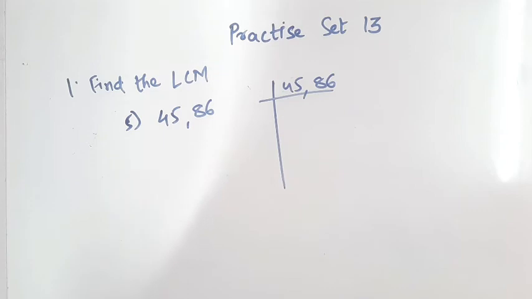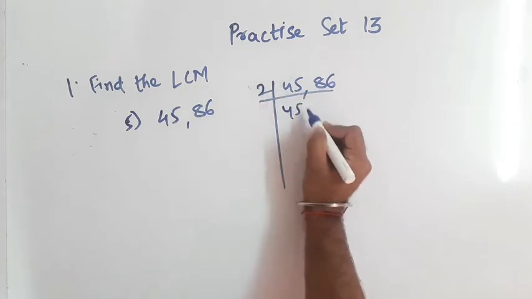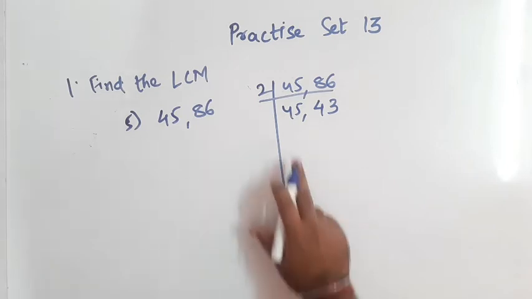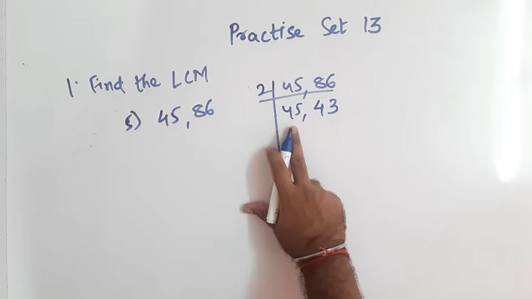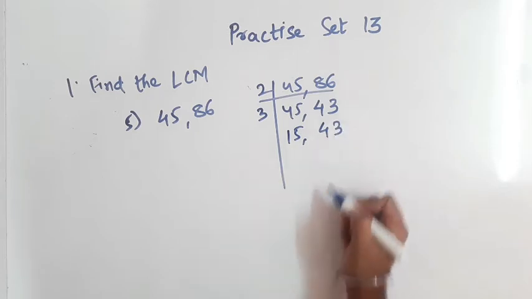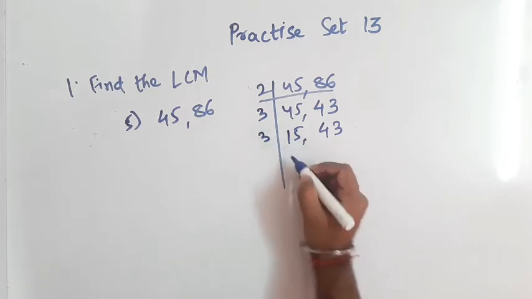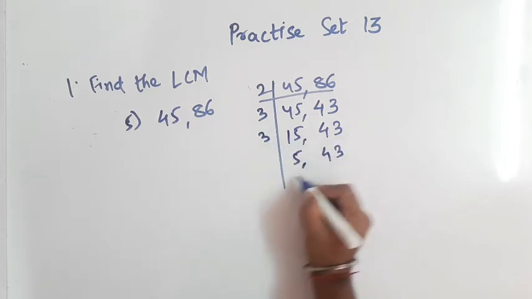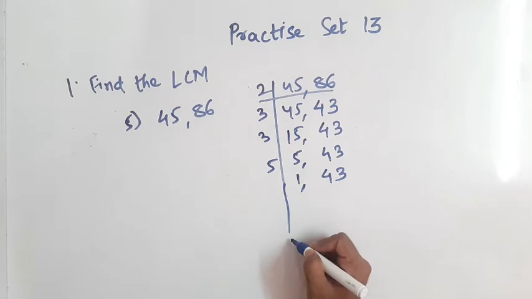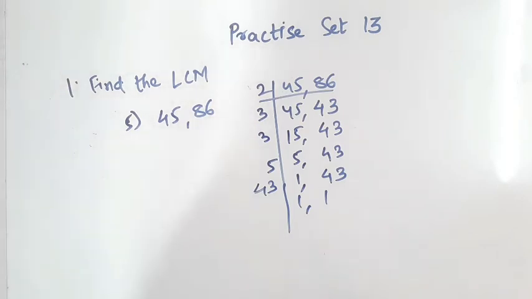We have to find the LCM of 45 and 86. So here I can take 2. 2 twenty-threes are 46... 43 we have now. So here I have to take 3, as this number is divisible by 3. 3 fifteens are 45. 43, you know, is a prime number, so in the last we'll take 43 ones. Then what about this: 3 fives are 15, this as it is, 5 ones are 5, 43 as it is, and now we have only 43. 43 is a prime number, so 43 ones are 43, and 1, 1.